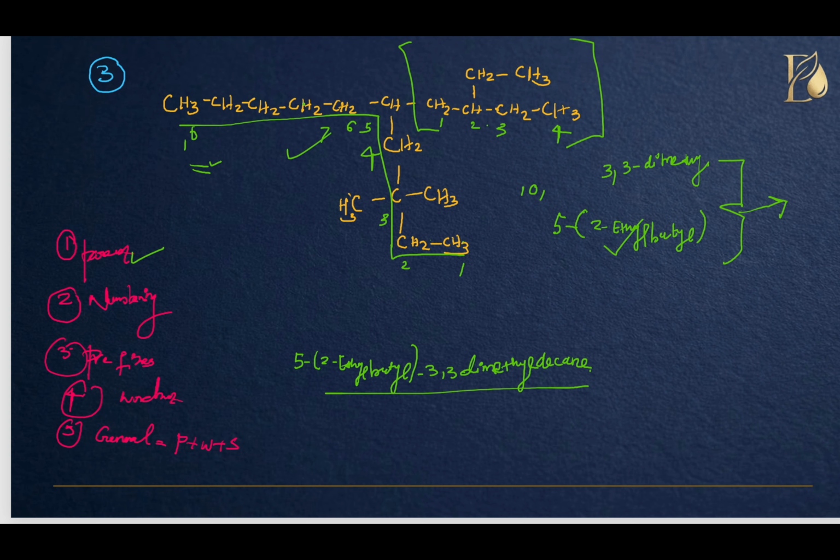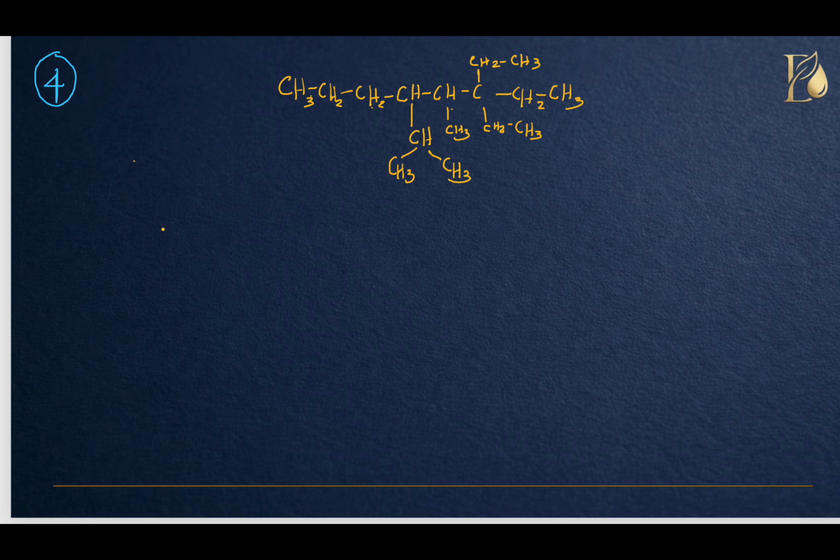So don't be confused if there are 2 parent chains but with different numbers of substituents, then you have to select the parent chain which will give multiple substituents. Okay, clear? Okay, now we can solve the final problem.